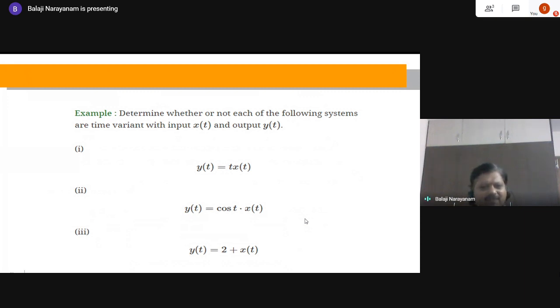Just take a few seconds and try to recollect the property of time invariance. For a time shifted input, if the output is also time shifted, then we may say it is the case of time invariant. Now we will try these problems.